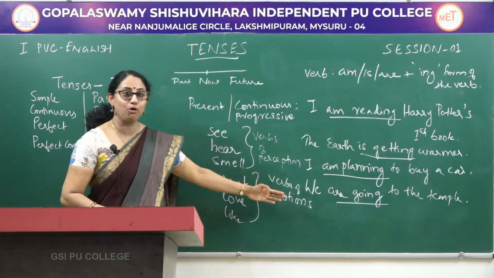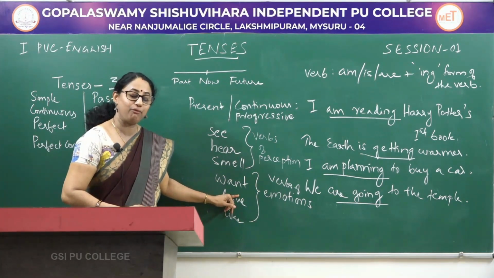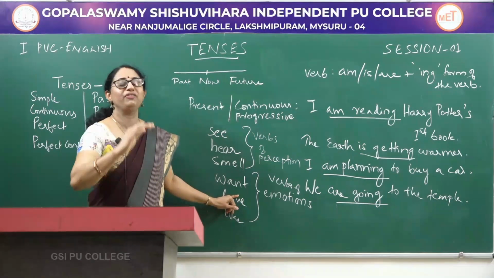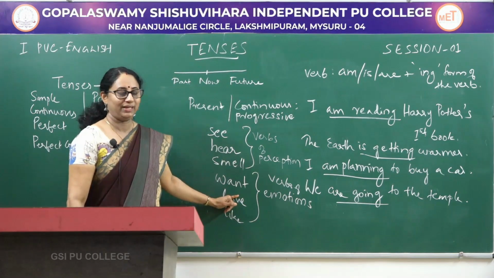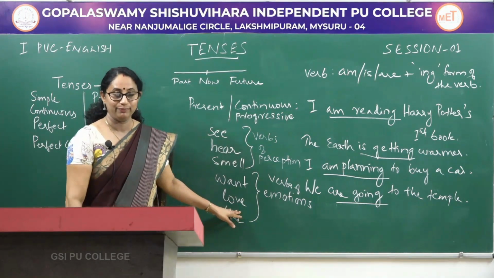Again, verbs of emotions are usually expressed using simple present tense. We won't use them in continuous. I want to be with you. We won't say I am wanting to be with you. And similarly, I love you, not I am loving you.